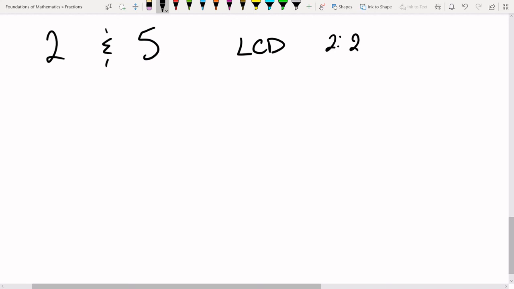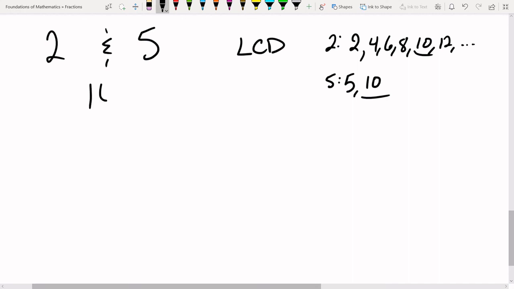The multiples of 2 are 2, 4, 6, 8, 10, 12, and so on. 5 is 5, 10, and there we can stop because 10 is in both of those lists, which means the least common denominator, the smallest multiple that's in both, is 10. So we're going to do 2 times 5 and 5 times 2 if these were in a fraction, which they aren't. We're just trying to find the least common denominator as some practice.